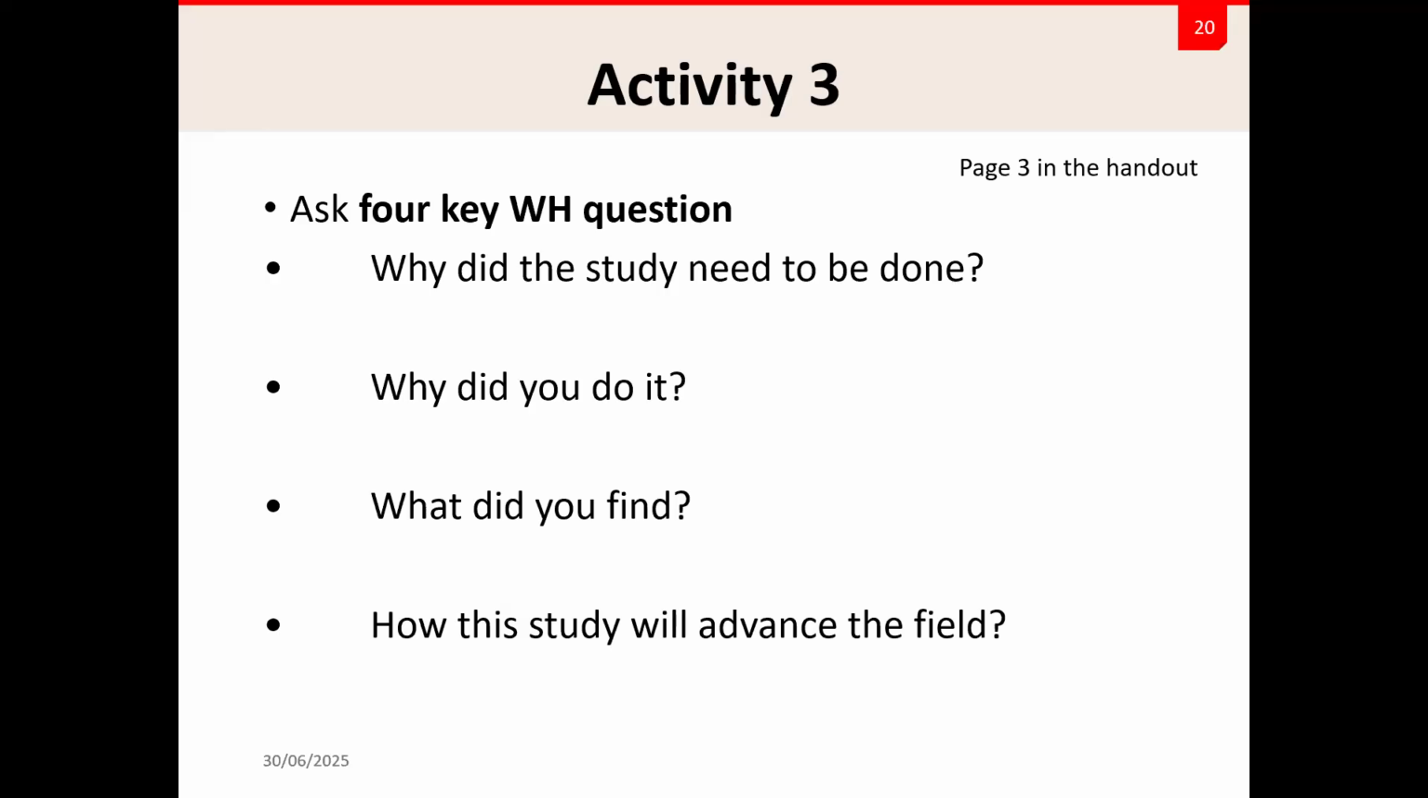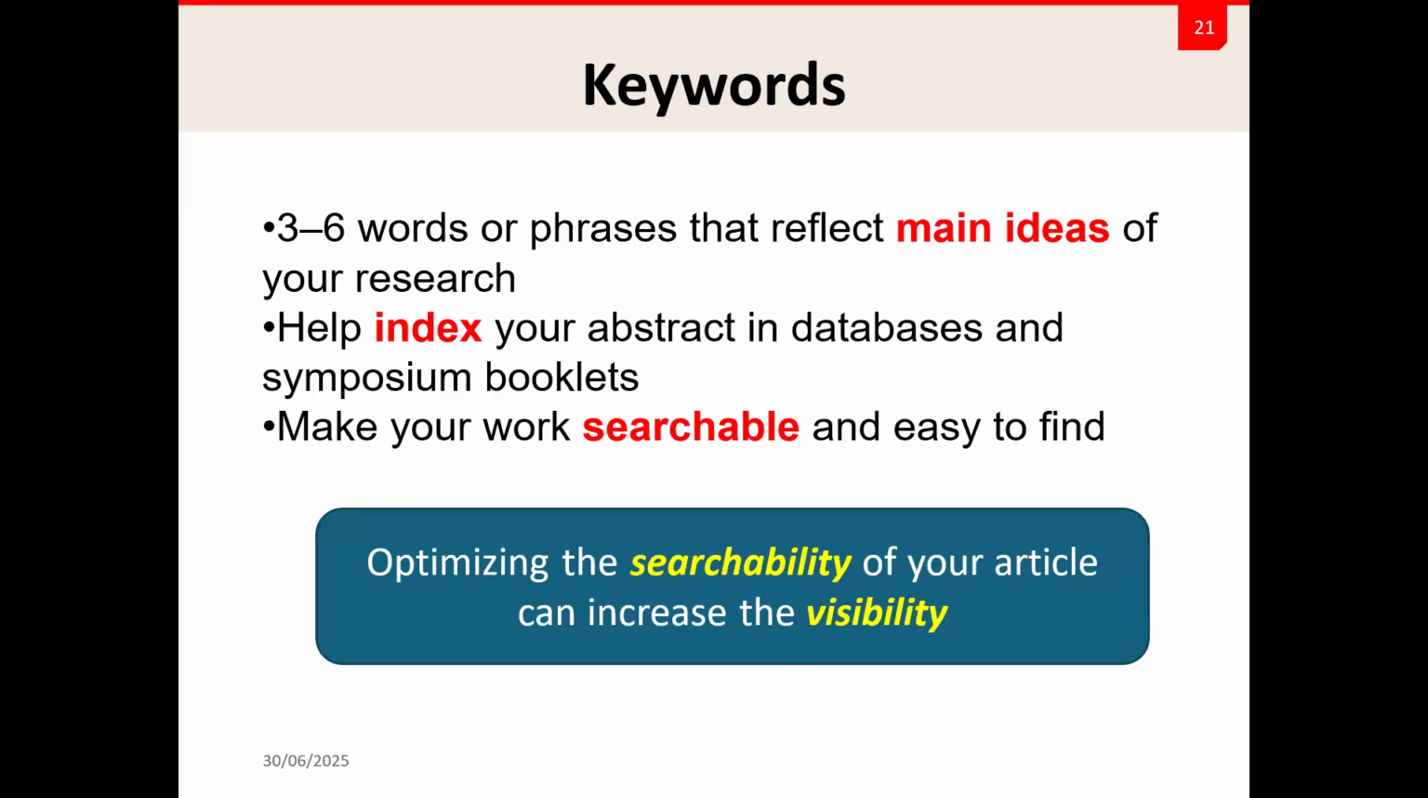Okay, so after the abstract, the next thing you need to consider is the keywords. What are keywords? Keywords are 3 to 6 words or phrases that reflect the main idea of your research. They help index your abstract in databases and symposium booklets. Keywords make your work searchable to others and easy to find. Optimizing the searchability of your article can increase its visibility. So there are things to consider when choosing the correct keywords.